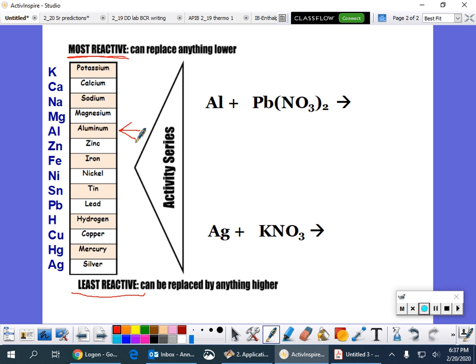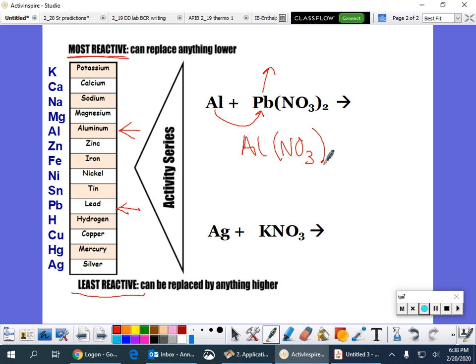So we've got to find lead on our series, and here it is. And we can see that aluminum is above lead. So the aluminum ranks higher and is going to be able to kick lead out of its current compound. The aluminum's going to come in, boot out the lead. The lead's going to go off by itself, and the aluminum is going to take its place. So our first product is going to be a compound between aluminum and nitrate.